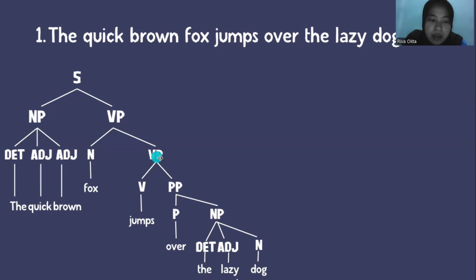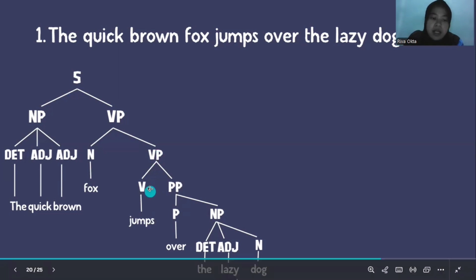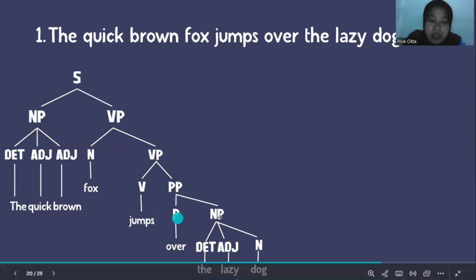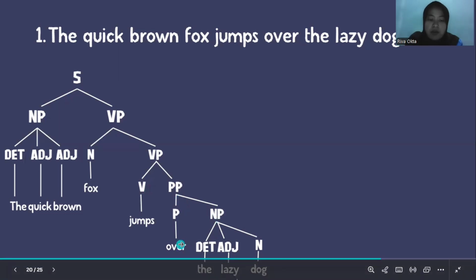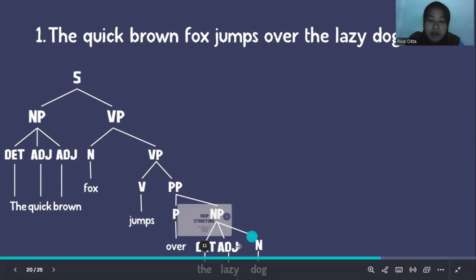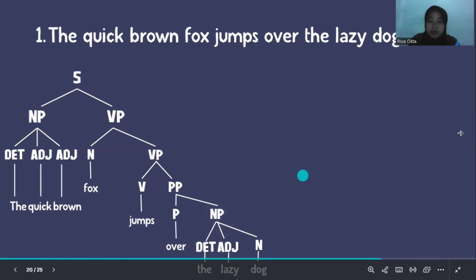The verb phrase is divided into verb and prepositional phrase. "Jumps" is the verb. The prepositional phrase is divided into preposition and noun phrase. "Over" is the preposition. The noun phrase is divided into determiner, adjective, and noun. "The" is the determiner, "lazy" is the adjective, and "dog" is the noun.